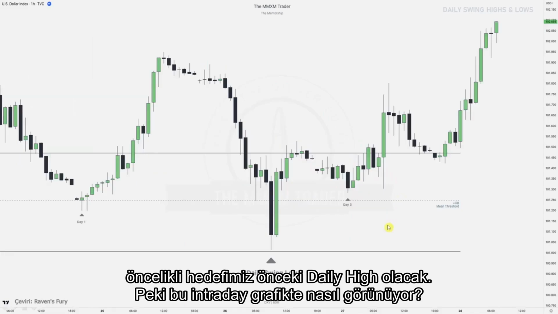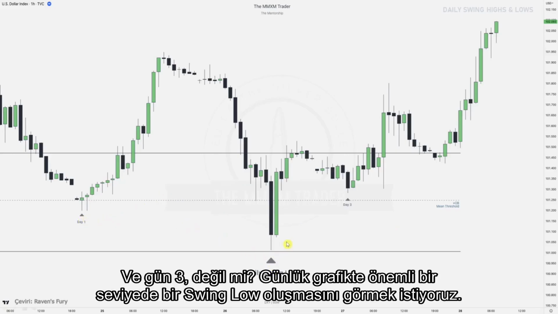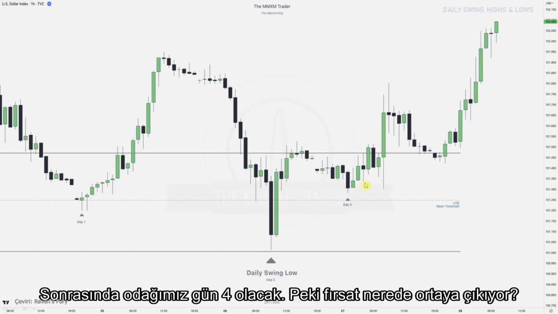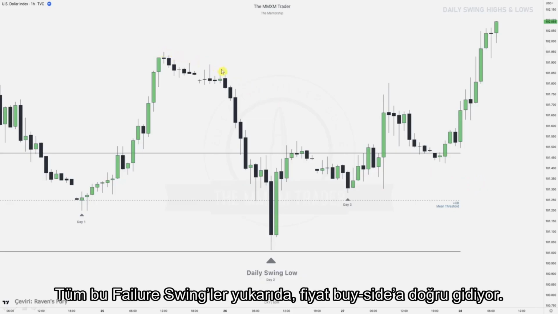Now how does that look like on an intraday chart? We've got this 1 hour chart over here from the dollar index. Again, day number 1, day number 2, and day number 3. We want to see that swing low form at a key level on the daily chart, and then we're going to focus on day number 4. So where does the opportunity lie? We want to look for low resistance liquidity. So over here, we've got pretty much a lot of low resistance liquidity, all these failure swings up here.